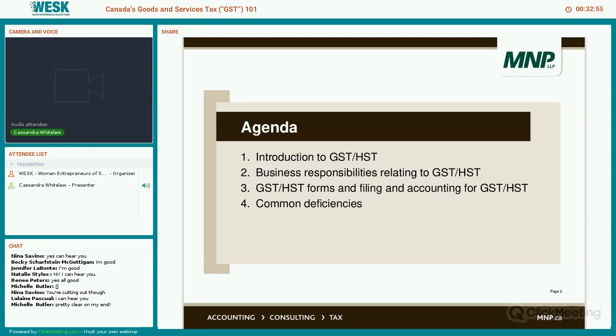So to start, we'll talk about an introduction to the GST and HST system. Then we'll get into some responsibilities that businesses have relating to the GST. Then we'll get into the forms and filing as well as accounting for GST. And then we'll wrap up the presentation with common deficiencies and errors that we see that can cause you issues when you're dealing with GST.